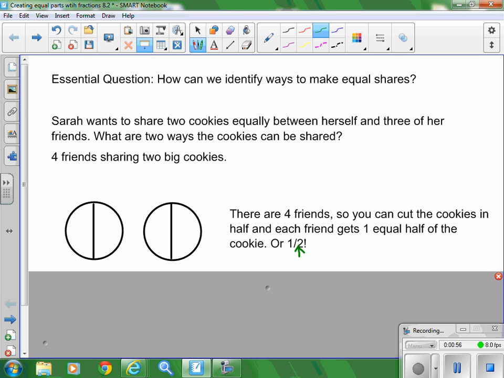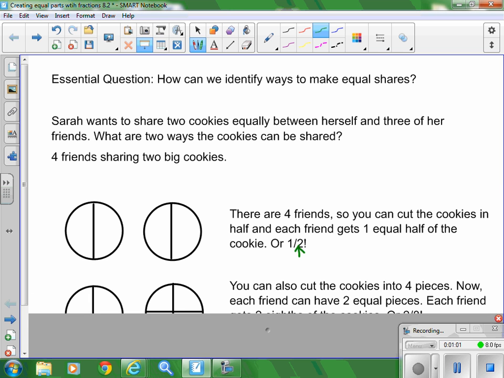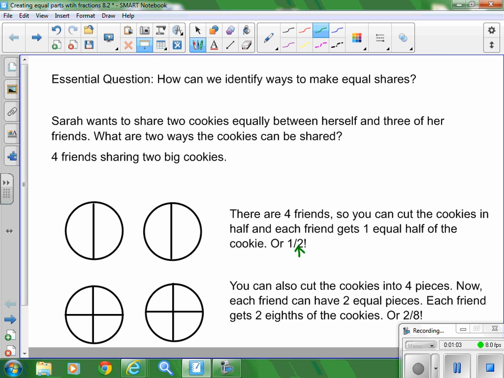Well, you could have a little fun with fractions and break the cookie down even more. Cut the cookie into fourths. So each cookie cut into fourths, you get 4 pieces, and each friend can have 2 of the equal pieces. If you look at these, here's 1, 2, that's for one friend, 1, 2, another friend, the third friend, and the 4th friend.